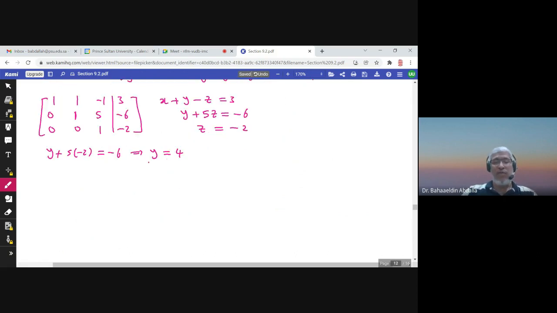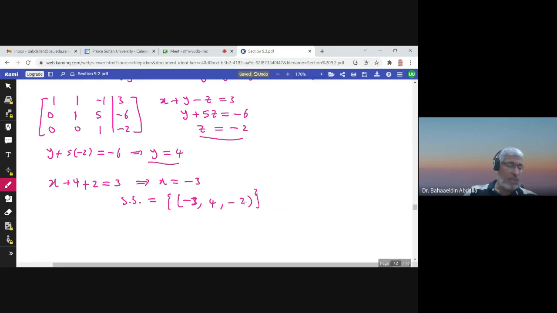Put the value of y and the value of z in the first equation. Y is 4. Z is -2, so negative z would be +2. 4 plus 2 is 6. Take it to the other side. 3 minus 6 is -3. So the solution set is the ordered triple x, y, z: -3, 4, -2. This is the solution of the system.